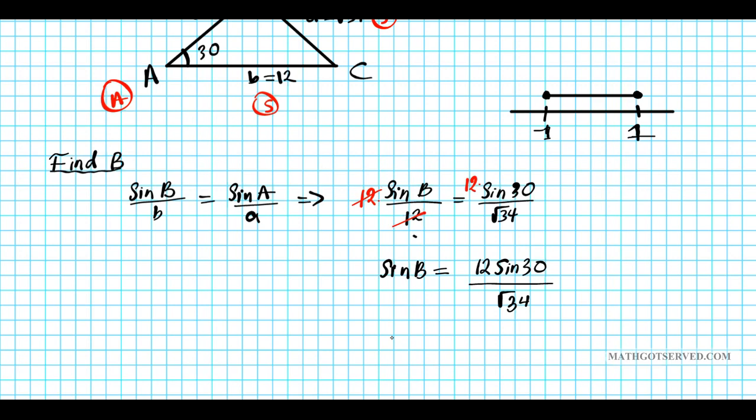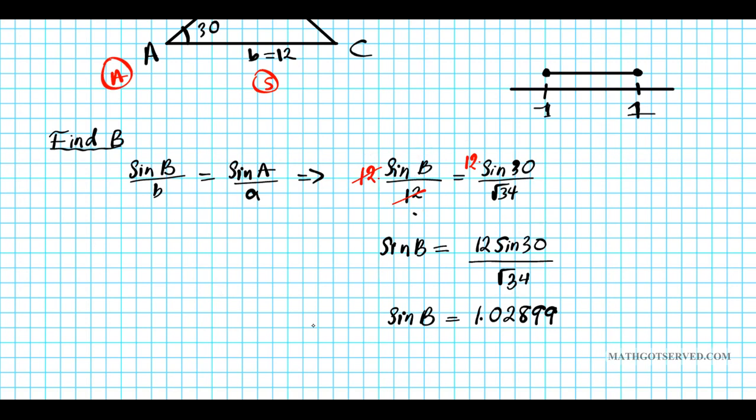If you plug this into your calculator, you have sine B equals 1.02899. Now, is this feasible? The answer is no. Since sine B is outside the domain, that means you have absolutely no triangular solution. If you try to do this blindly and plug this into your calculator, you get a domain error, which also tells you that this is not a triangle you can draw.